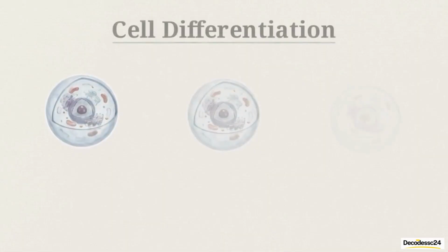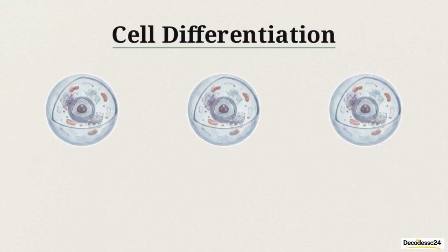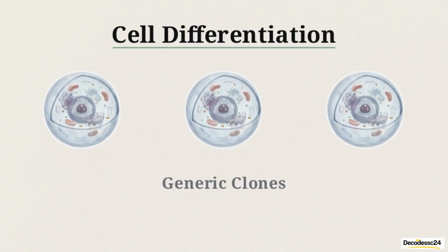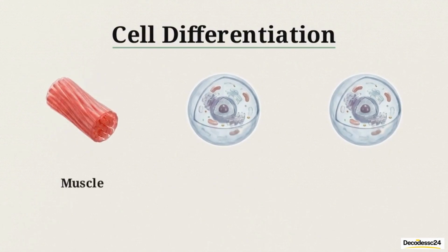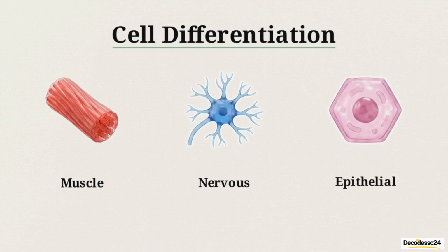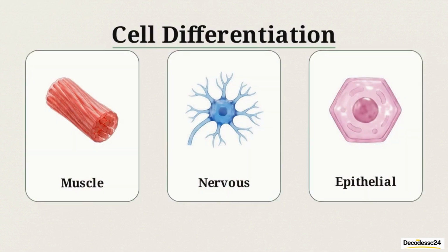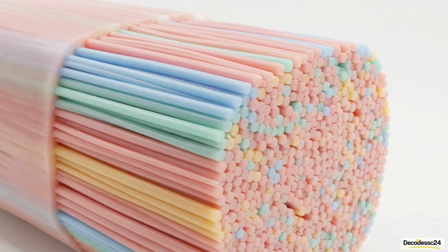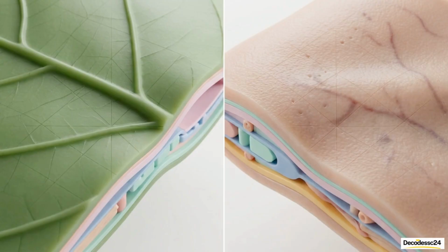To bypass that size limit, evolution developed a solution called cell differentiation. Instead of remaining generic clones, newly divided cells physically change their shape, size, and internal structure to take on highly specialized single-focus jobs. When these specialized cells group together by the millions to perform the exact same job, they form what we call a tissue. Tissues are the hidden architectural units constructing every living thing you can see.